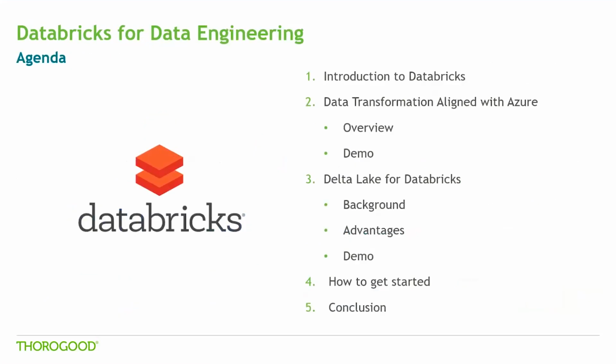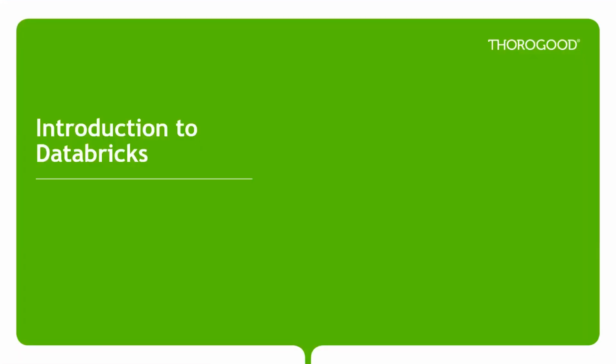Okay, enough about Thorogood. We'll now delve into the Databricks content. For those of you who didn't join part one of this series, focusing on Databricks for data science, we'll have a short recap covering an initial overview of Databricks. We'll then spend some time looking at how Databricks is used for data transformations and show a simple demo before moving on to an overview of Delta Lake for Databricks. I'll hand over now to Robbie, who's going to give a quick introduction to Databricks.